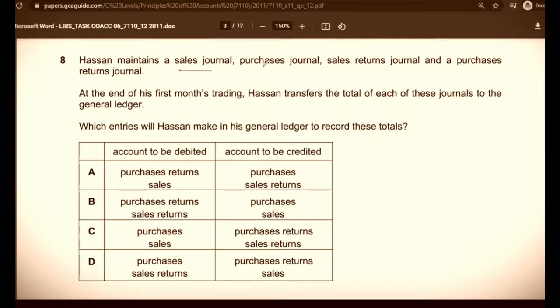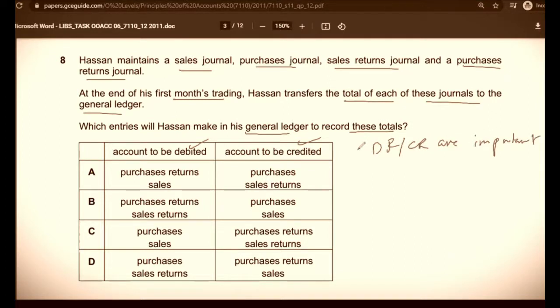Hassan maintains a sales journal, purchases journal, sales return journal, and a purchases return journal. At the end of his first month's trading, Hassan transfers the total of each of these journals to the journal ledger. Which entries will Hassan make in his journal ledger to record these totals? So here, you have to make debit and credit. Therefore, knowing debit and credit rules is important, because I will tell you a trick here that would make this multiple choice very, very easy.